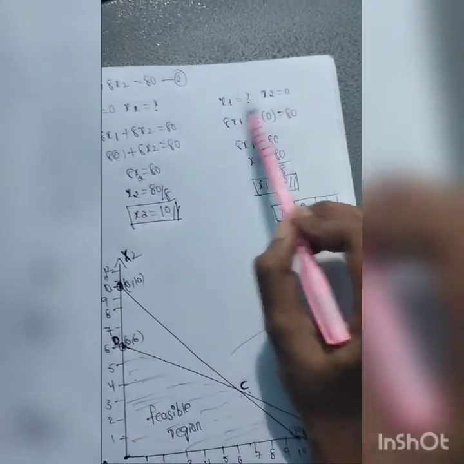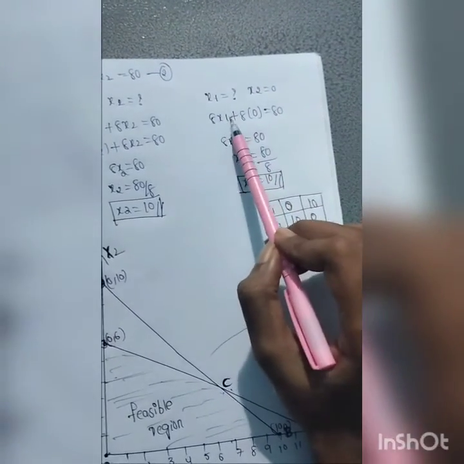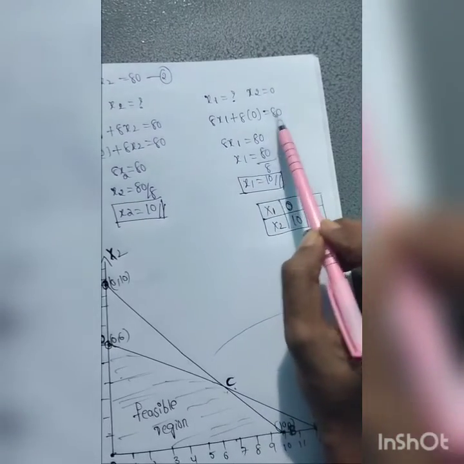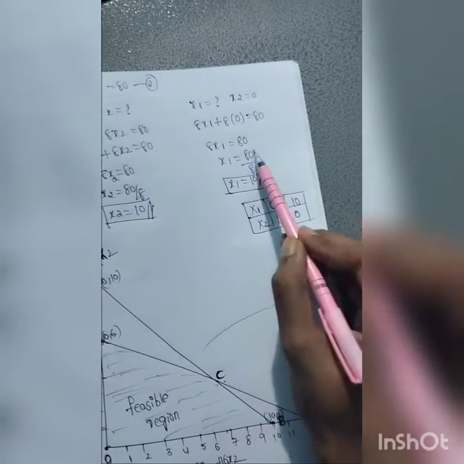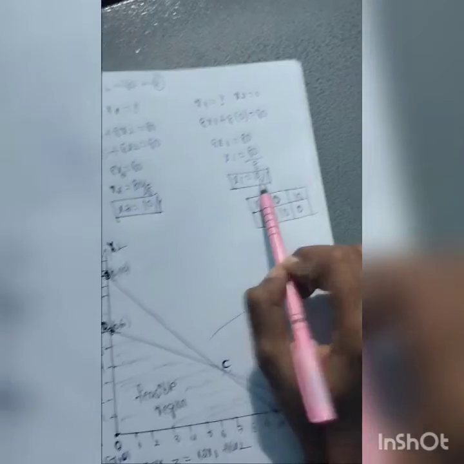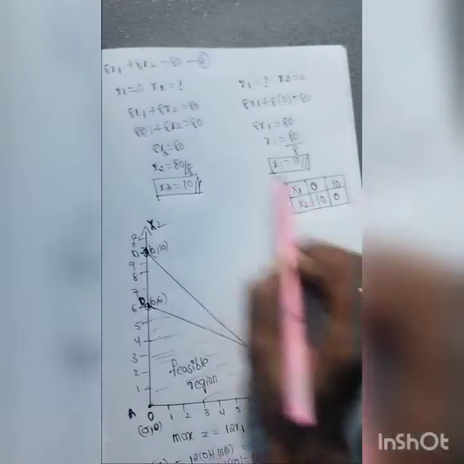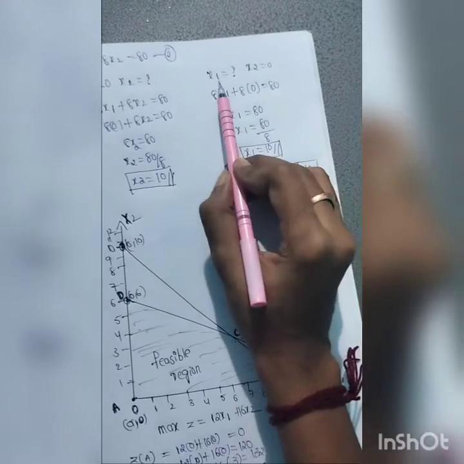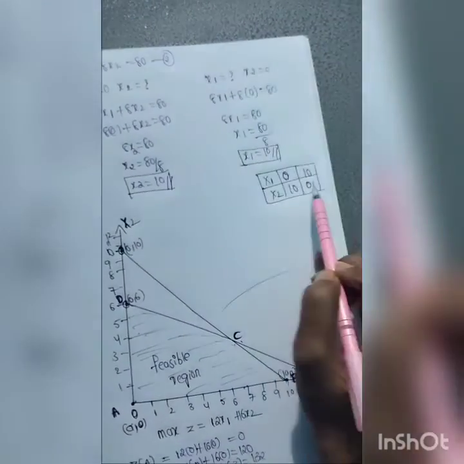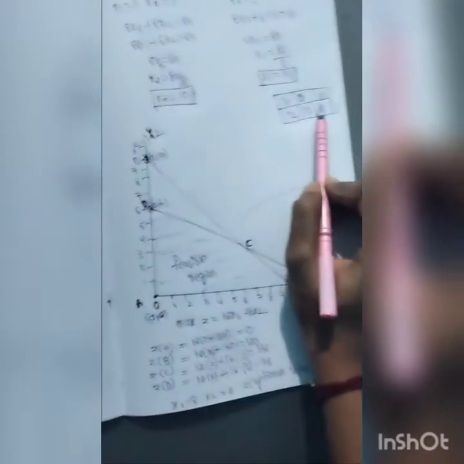So x2 equals 10. When x1 is unknown and x2 equals 0, substitute in the same format: 8x1 plus 8 into 0 equals 80. 8x1 equals 80, x1 equals 80 by 8. 8 ones are 8, tens. So x1 equals 10. So we got two values: x1 equals 0 and x2 equals 10, and x2 equals 0 and x1 equals 10. So in this equation we got 2 points. We have to plot them in the graph.